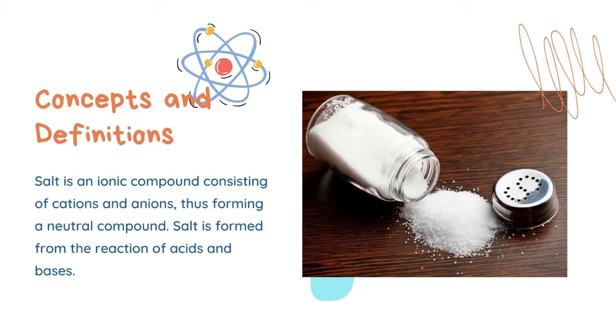Salt is an ionic compound consisting of positive ions or cations and negative anions, thus forming a neutral compound without being charged. Salt is formed from the reaction of acids and bases. Salt can be formed when the hydrogen of an acid is partly or completely replaced by a metal ion or ammonium ion. And as I said before, salt is chemically and electrically neutral.